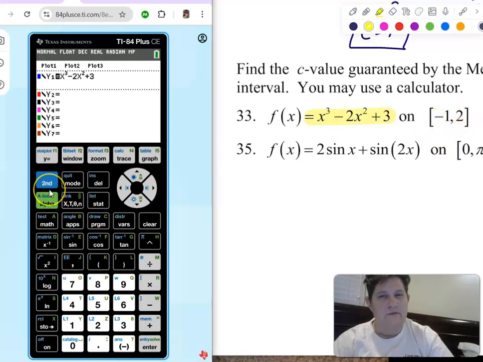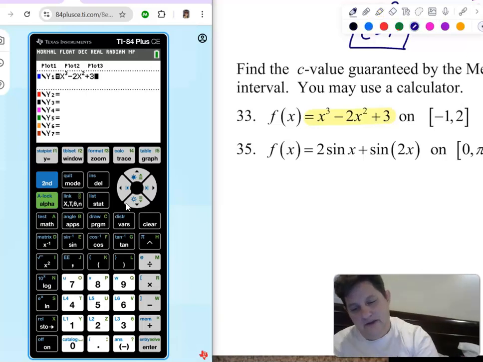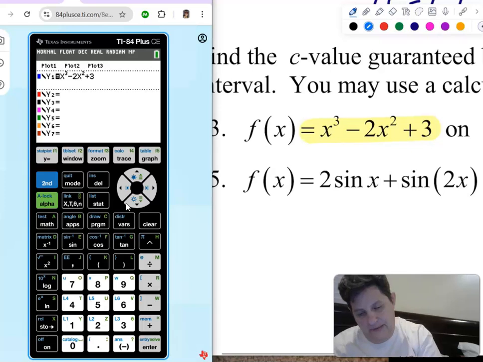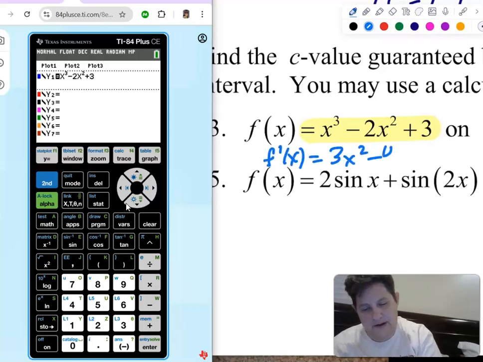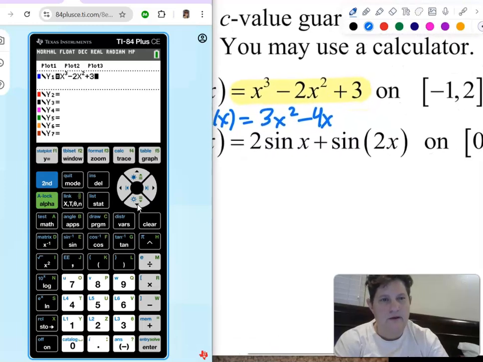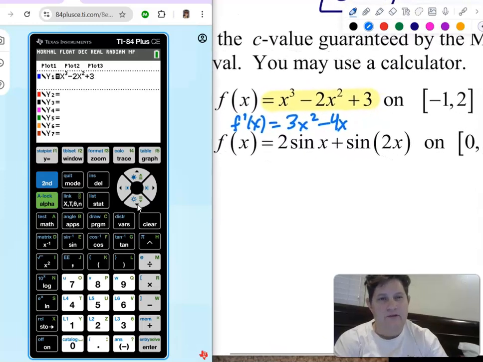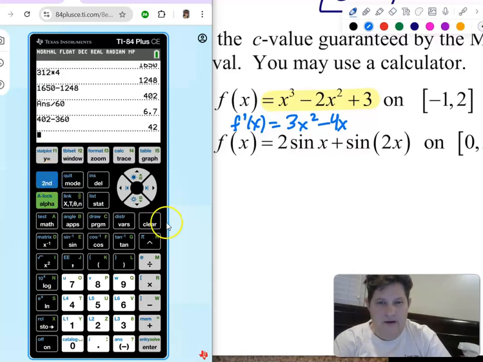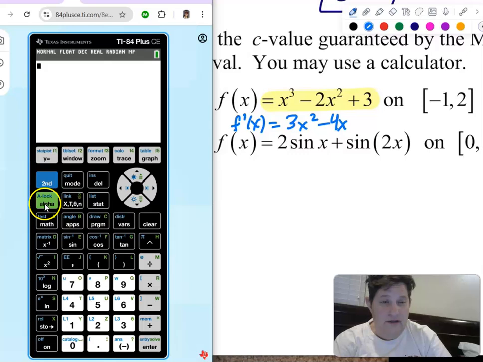Now I think the reason that it's saying that you can use a calculator, because taking the derivative is pretty, I mean, it's 3x squared minus, okay? But I'll also show you how to do that part on the calculator, okay? But the big thing is actually figuring out what the slope is. It's letting me use a calculator. All right, check it out. Now that that's in my y, go like this.